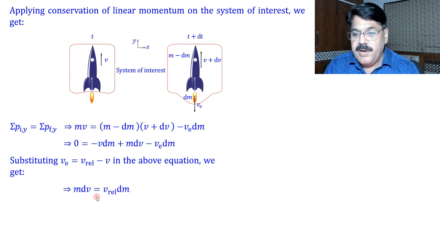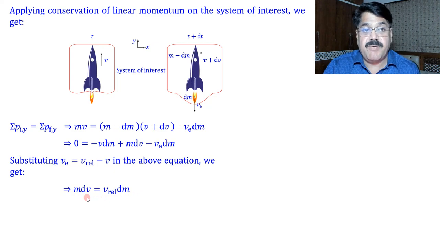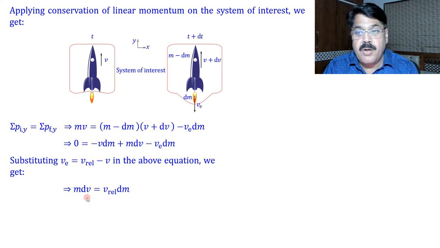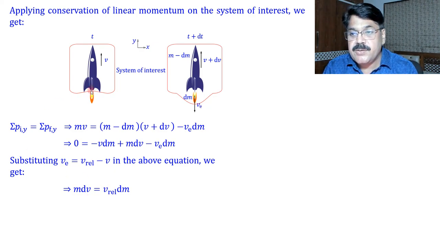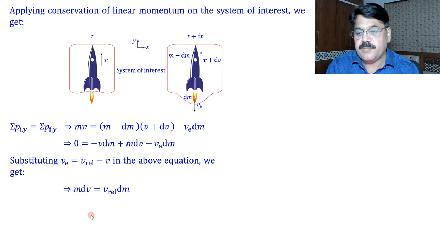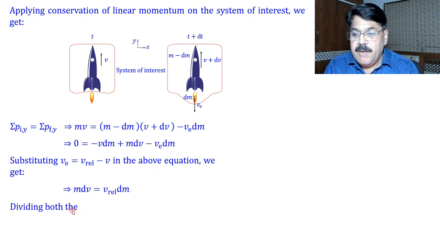Now by dividing both sides by dt, what do we get? m dv by dt. dv by dt is the acceleration of the rocket. So m dv by dt is the net effective force on the rocket. And what is the net effective force on the rocket? This, and that is from the gas. So this is the thrust force. Dividing both sides by dt, we get m dv by dt is equal to v relative dm by dt.